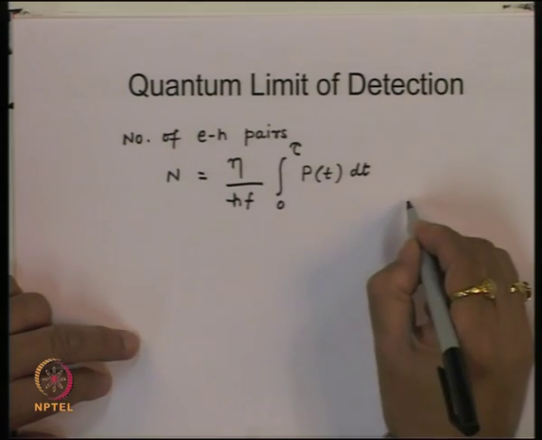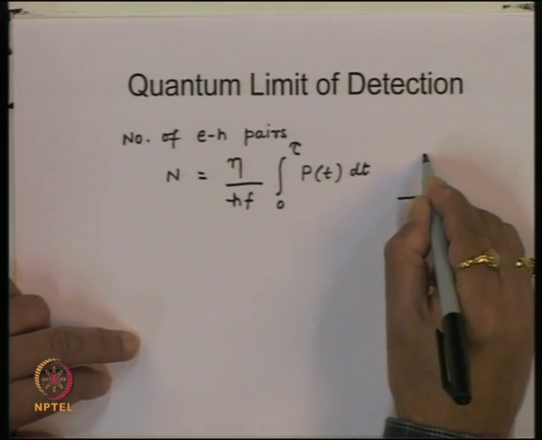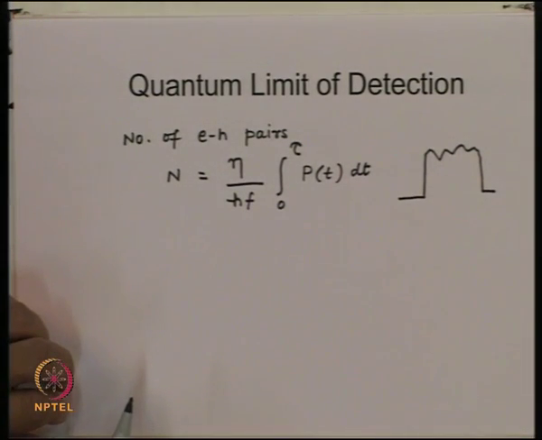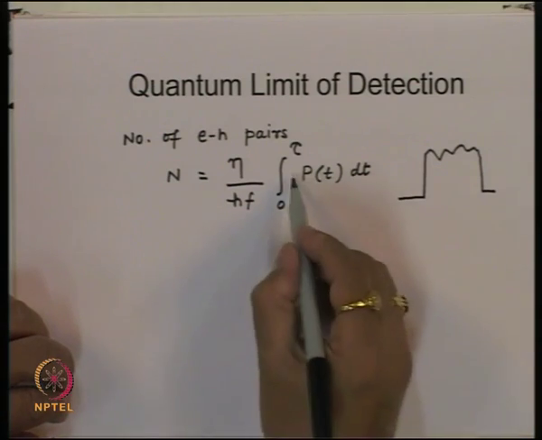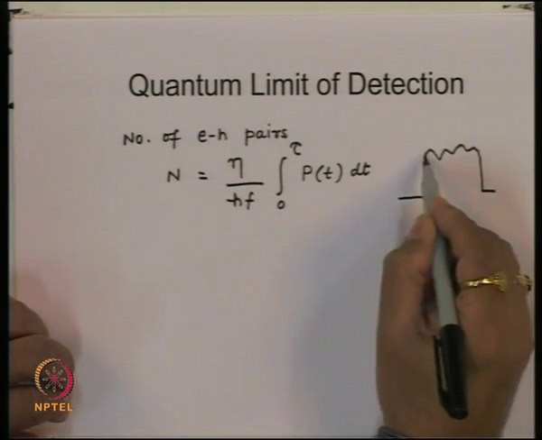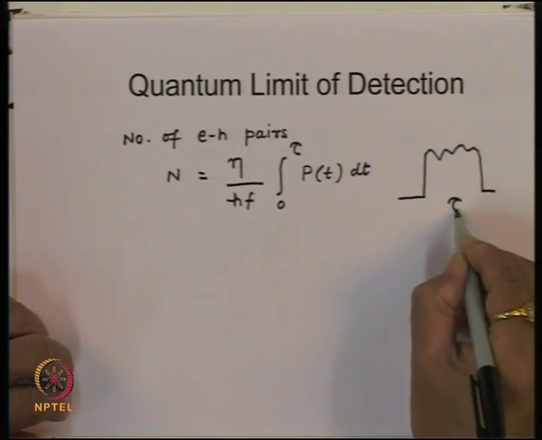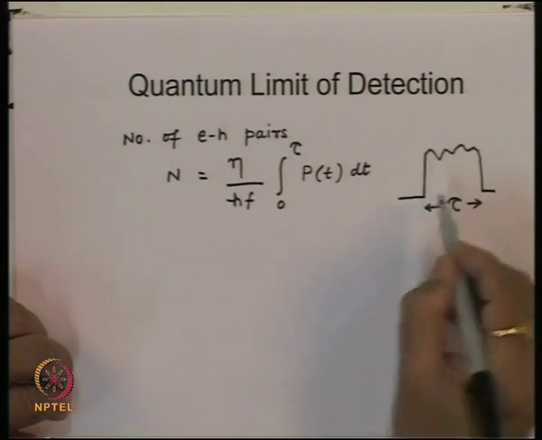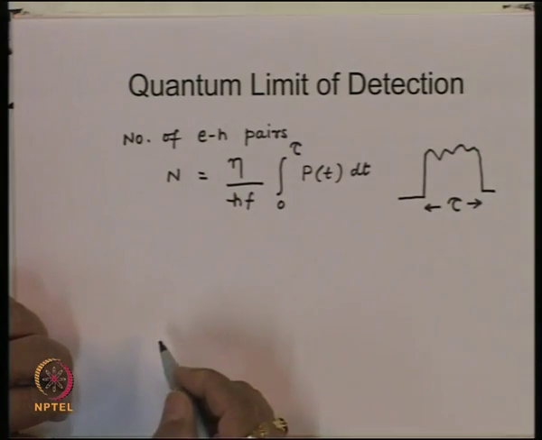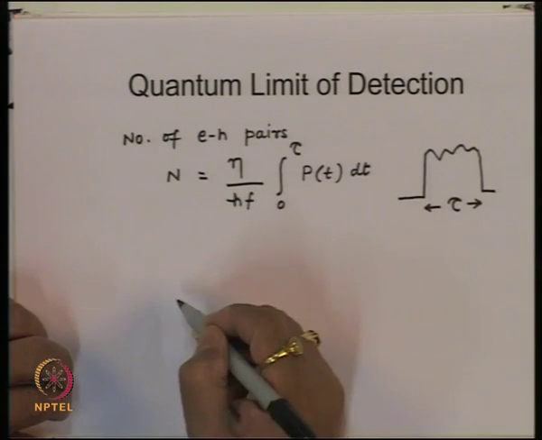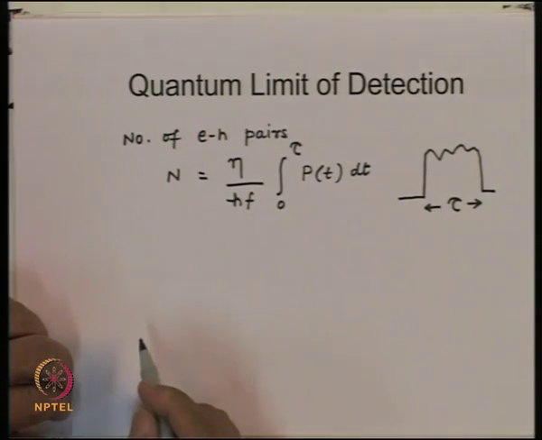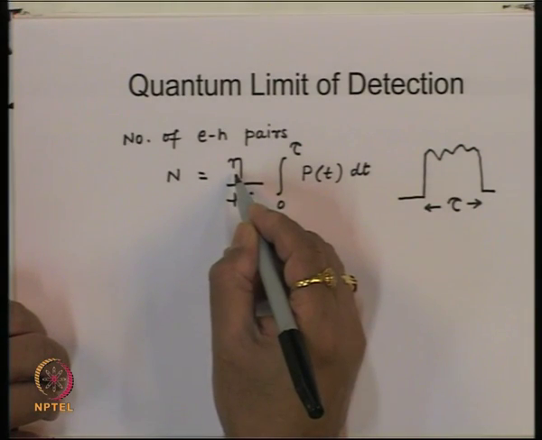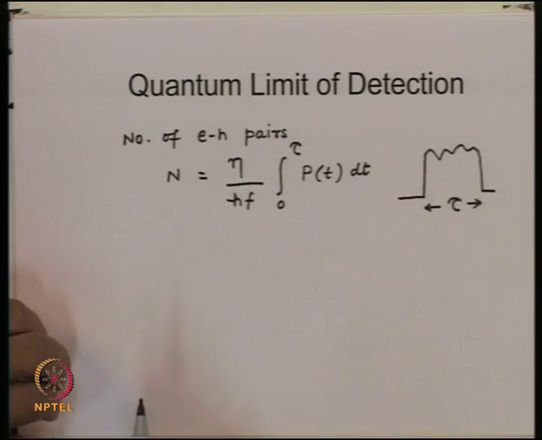So, we are assuming in general the bit is not necessarily rectangular, it may have some variation like this, and that is what is represented by one level. So, if you integrate now the power over this duration tau of the bit, that gives us the total energy in this bit. You divide by the energy of one photon, that gives you a number of photons which are received by the detector, and multiplied by the quantum efficiency, that gives you the number of electron hole pairs generated.